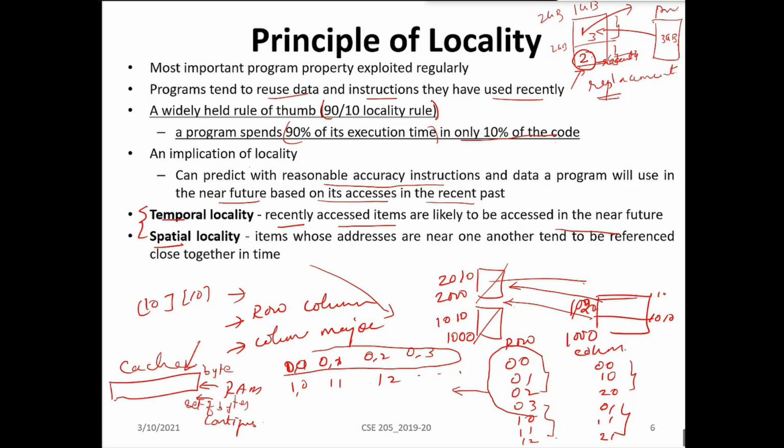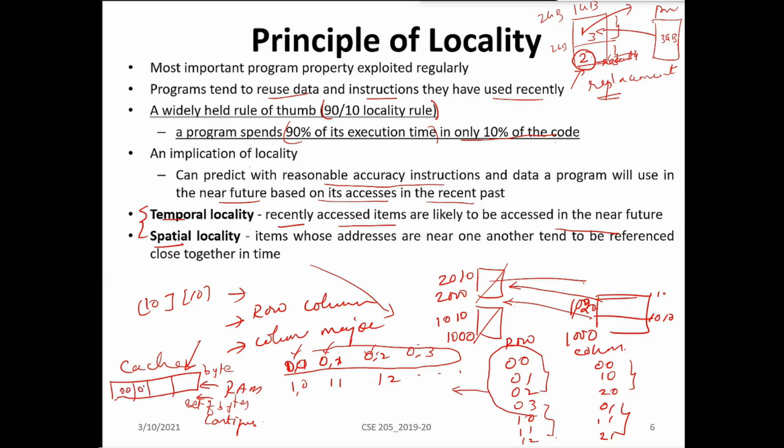Even in our programs, most of the time you will access this and then more probably access the next one. In such cases, row major order will be the best. Or else, every time you will have a cache miss.